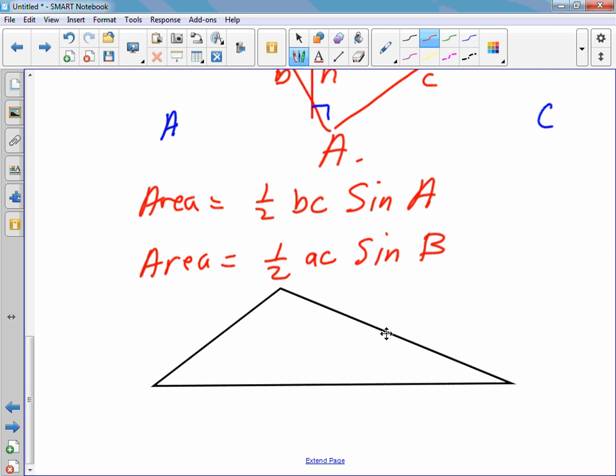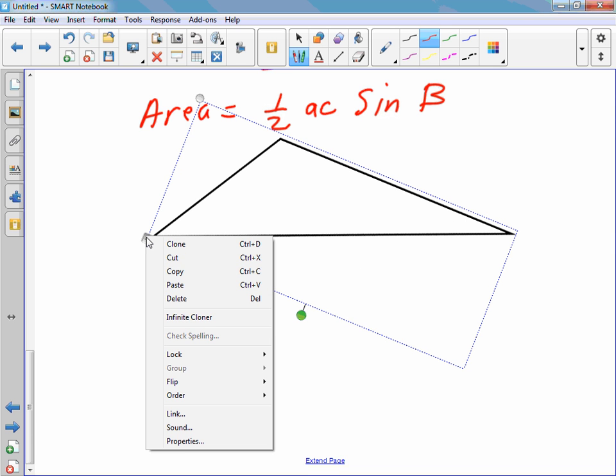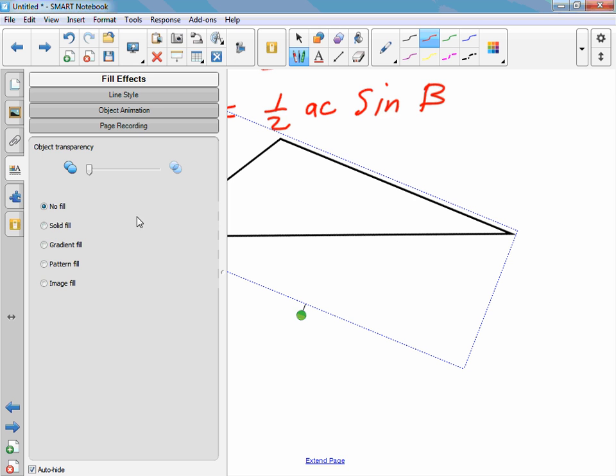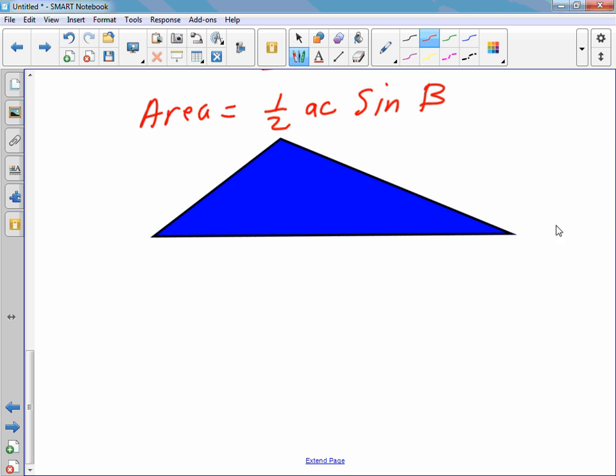Okay, so we have this triangle. No matter how we label it, the area is the same. Do you agree? The stuff on the inside is the same. I wonder if I can fill that. Properties. Solid fill. Okay. This blue area here is the same no matter how we label it.